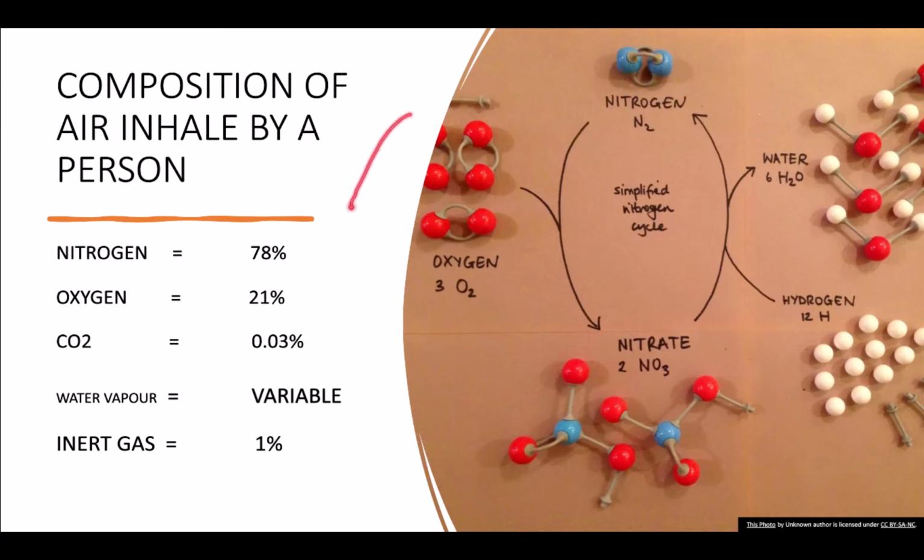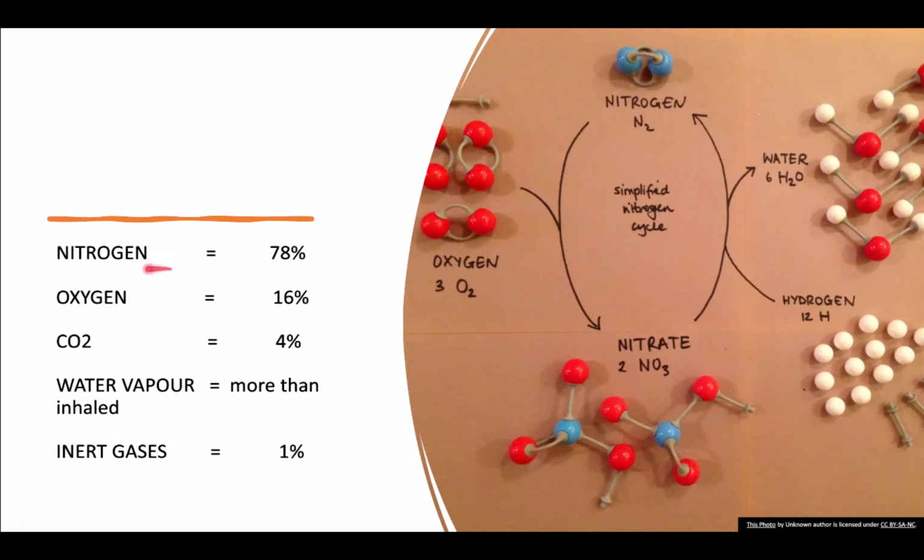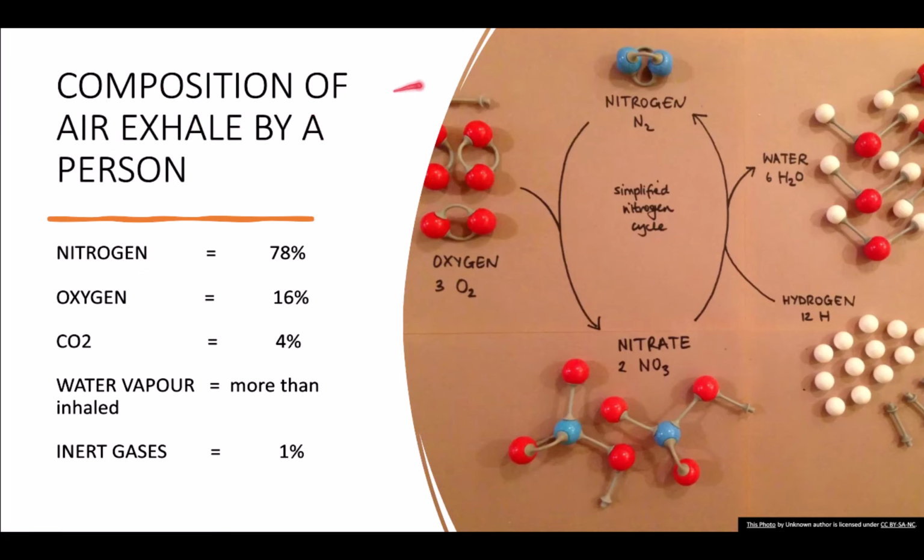Now here is the composition of air which is breathed in, or inhaled, by a person. Nitrogen is a non-reactive gas, and it is 78%, and in the exhaled air it also remains the same at 78%. And here is oxygen, which is very important, at 21%. Carbon dioxide, or CO2, is 0.03%, and water vapor is variable. The inert gases are not used in any system of the body, so they are 1%, and also 1% when exhaled.